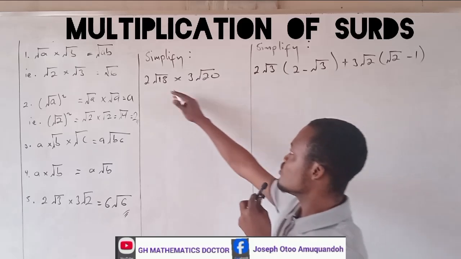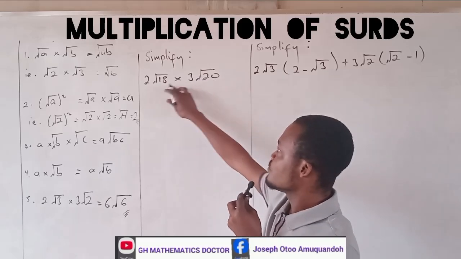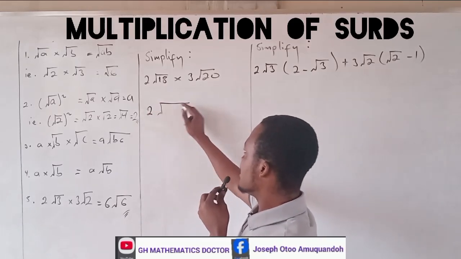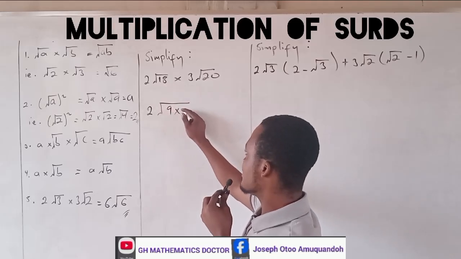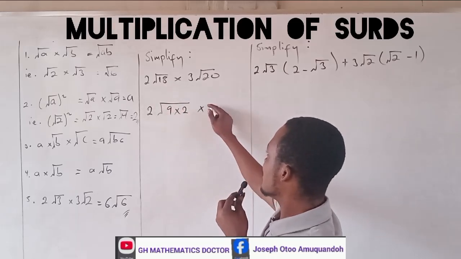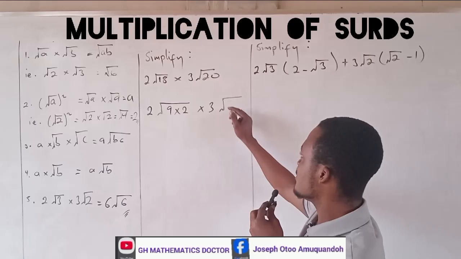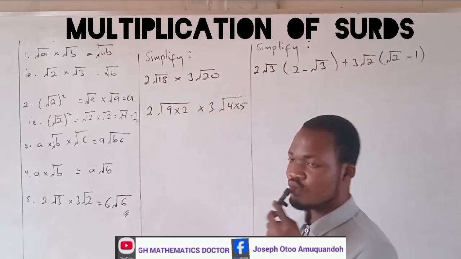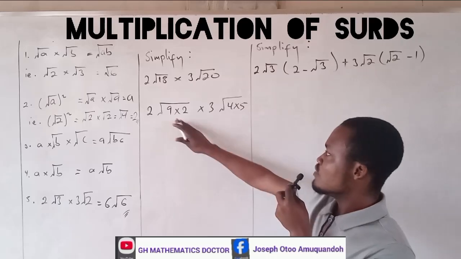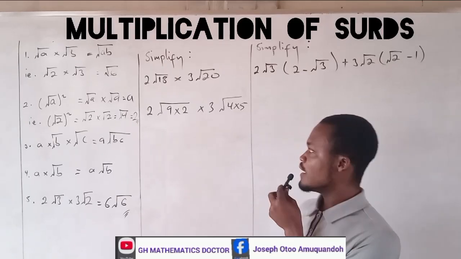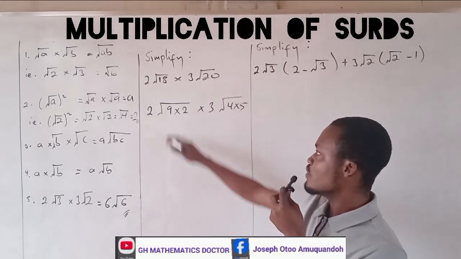Our first question here is to simplify. Before that, we need to simplify what we have in the square root. So over here we have the coefficient written, that is 2. Then this one we need to write as 9 times 2. Then with this one the coefficient is 3, and when we want to simplify 20, we can say 4 times 5. Make sure one of the numbers that you are using to simplify what you have in the square root is a perfect square number, so that we can find the square root of that particular number.